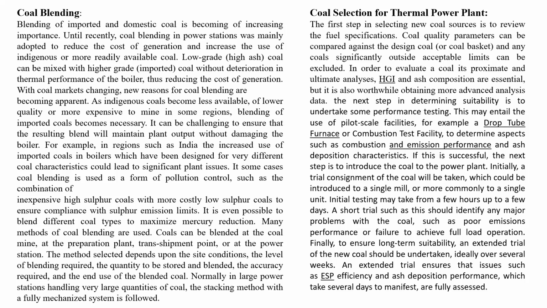In short, you have to take the first analysis, proximate and ultimate, then HGI analysis. After that, a lab test by means of the drop tube furnace test. And after this secondary step, the third step is to take the direct trial in the plant with one mill running, so that the performance of the coal can be evaluated with the percentage of ash present and how much is capable of being burned, which means more combustibility. Okay.